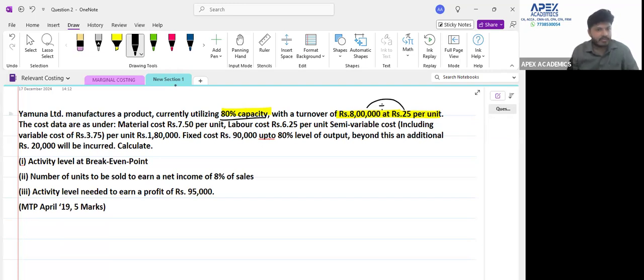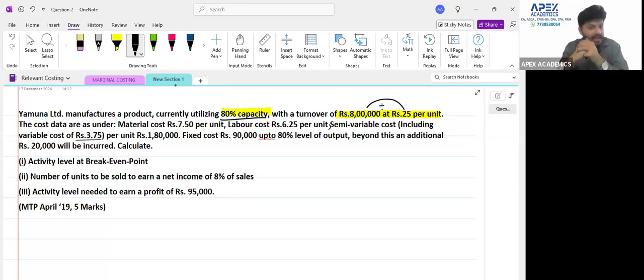The cost data is given to you as under. Material cost is 7.5 per unit. Labor is 6.5 per unit. That semi-variable cost, including the variable cost, is 3.75 per unit. 1,80,000 total semi-variable cost. So semi-variable cost, including a variable cost of 3.75 per unit, is total 1,80,000. Means the variable element is 3.75.